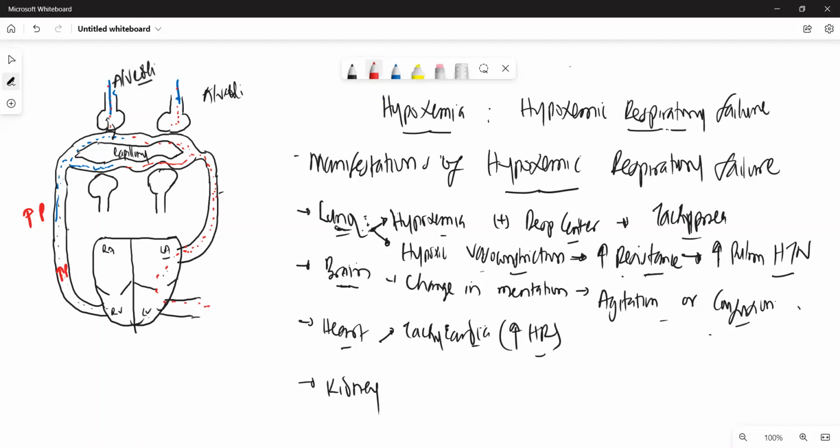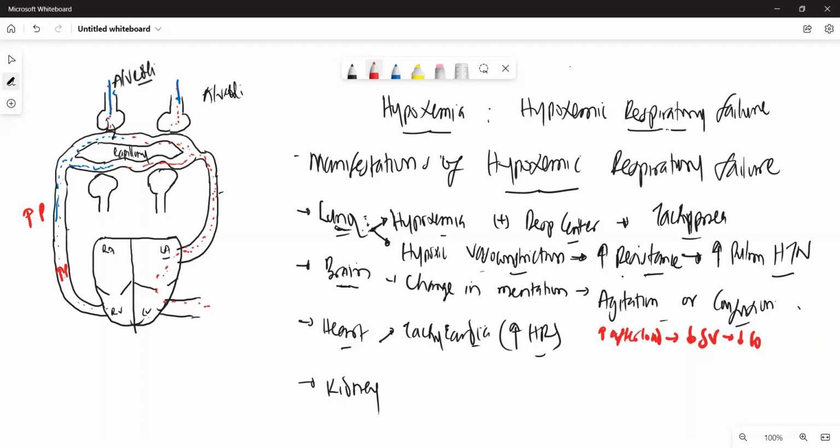So pulmonary hypertension leads to increased afterload, right? And that increased afterload will lead to a decrease in stroke volume, which is the volume of blood that comes out with each contraction. And that can lead to decreased cardiac output.